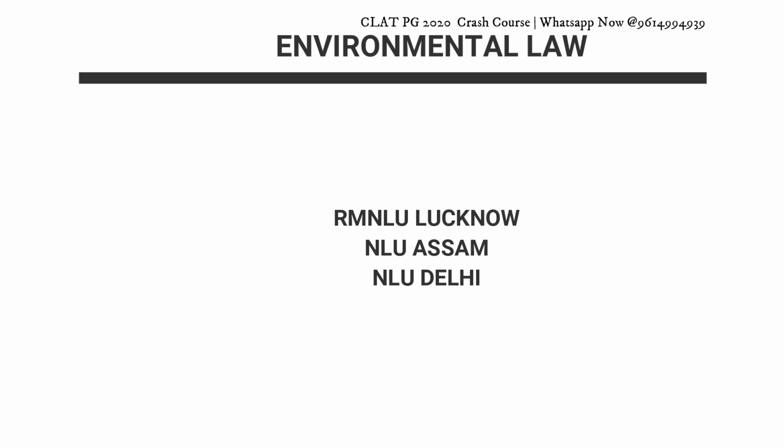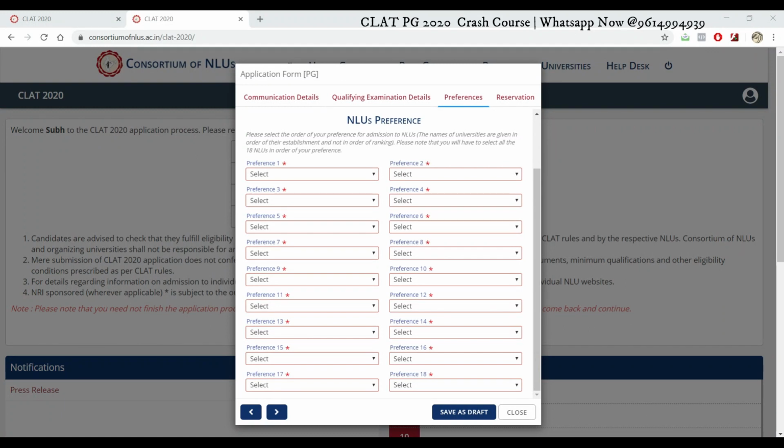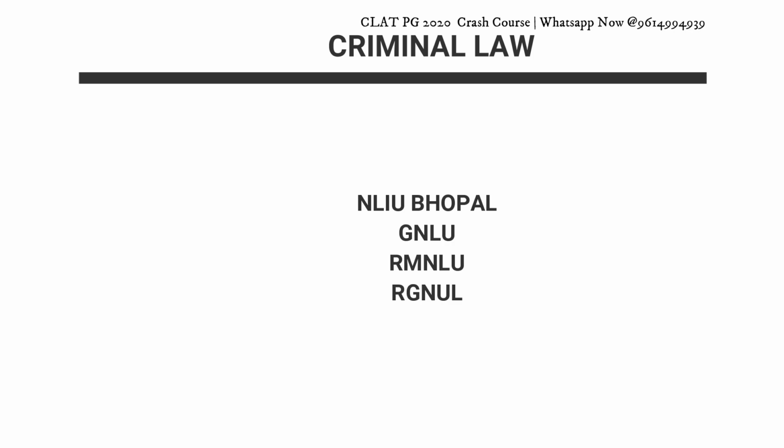Okay, now let's talk about criminal law. Now, in criminal law, the options are not as many as business law or IPR, but we have some limited options for all the criminal law students who are applying for the CLAT PG. The four options are there. The first and foremost option is NLU Bhopal. That's one of the top most NLUs, and you can definitely try that. The second option you can go for is GNLU. GNLU is also good. And the third is RMLU Lucknow.